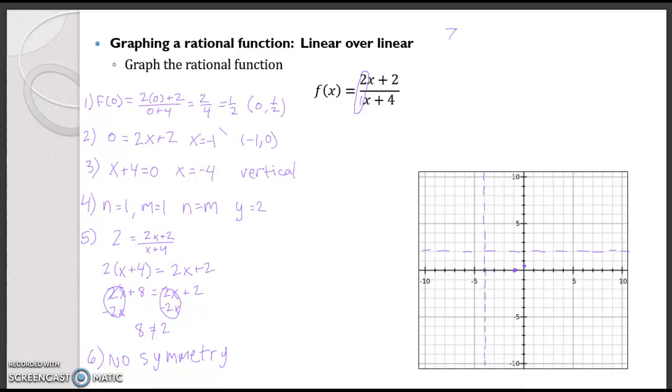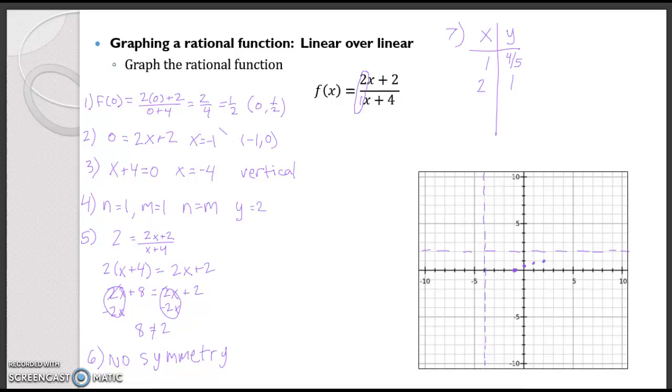So step 7 is to plug in some points. And remember, we want to plug in points to the left and to the right of our asymptote. So if we plug in a positive 1, we will get 4/5. Then 4/5 is almost 1, so we're here. If I plug in 2, I do get 1. So at 2, we're at 1.